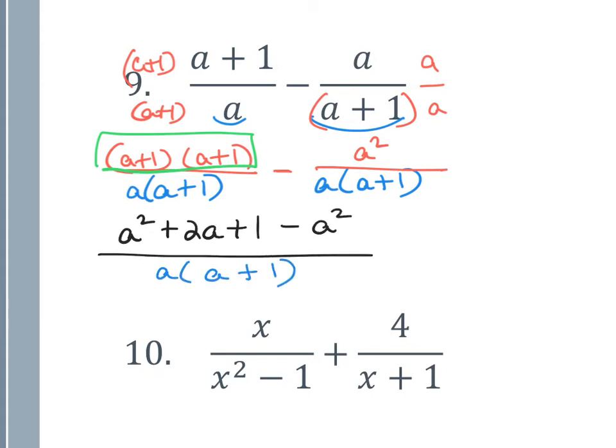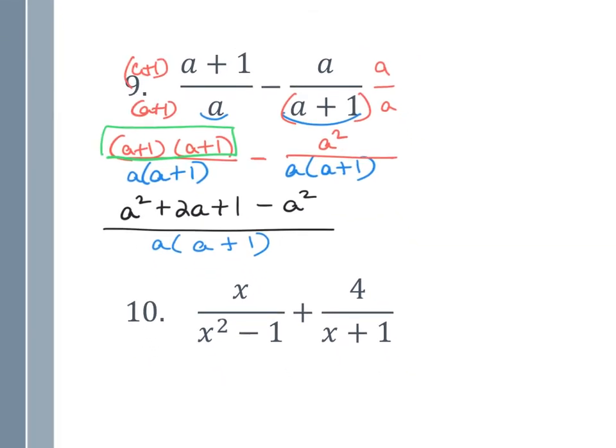I now can combine my like terms. Notice this cancels. So now I'm left with 2a plus 1 over a times a plus 1. Nothing else simplifies, so I'm done.